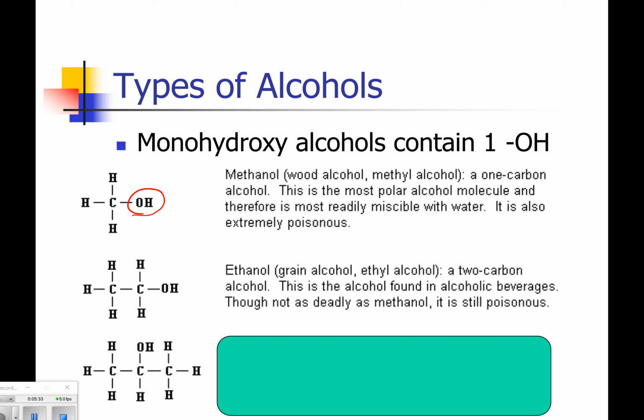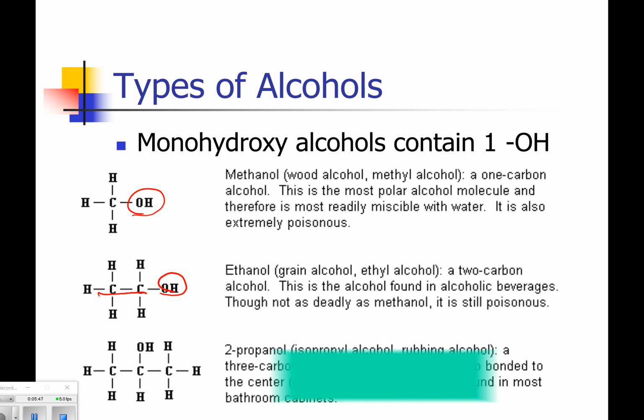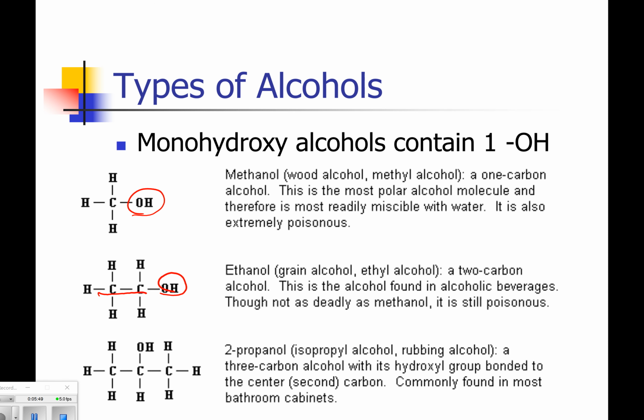Ethanol, otherwise known as grain alcohol or ethyl alcohol, is a 2-carbon alcohol with the hydroxyl group on the first carbon. It's the alcohol that's found in alcoholic beverages. It's not as deadly as methanol, but yes, it is still poisonous.